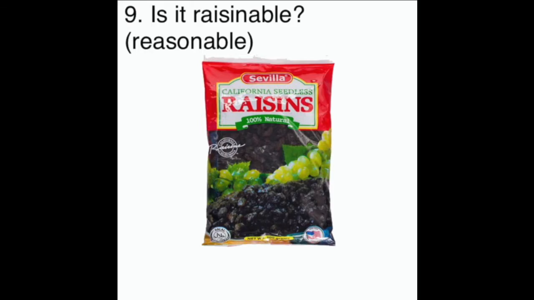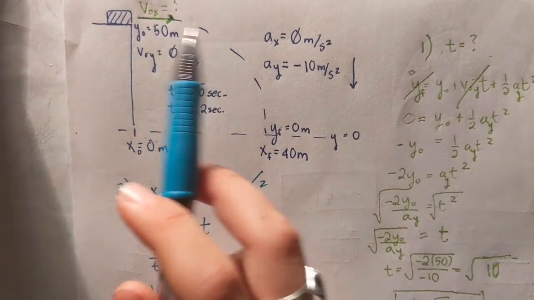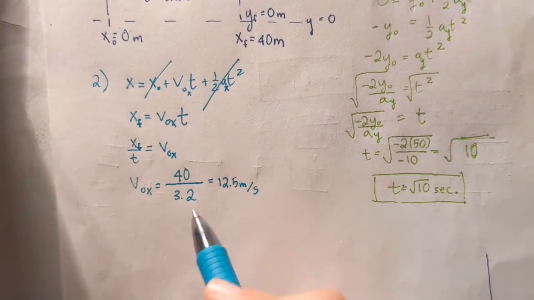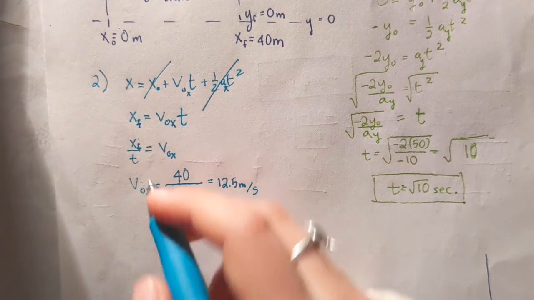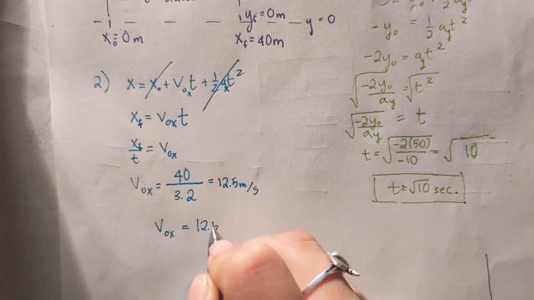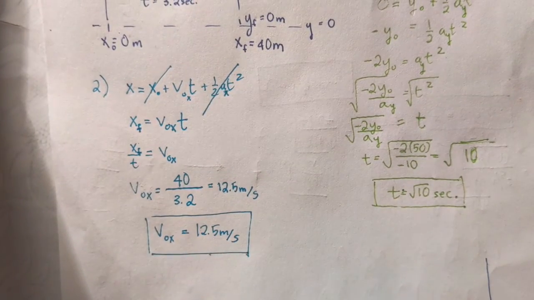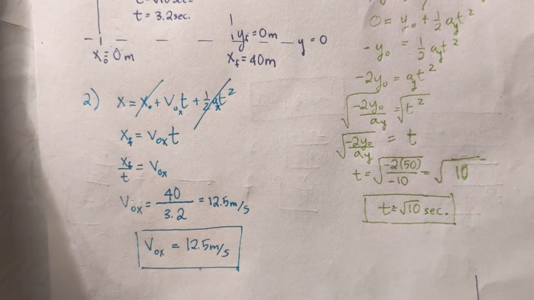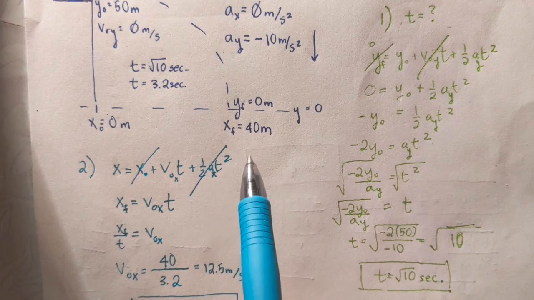Is that reasonable? Yeah, that's reasonable. It's positive. It was moving in the positive direction at the beginning. There's nothing strange about that answer, so I'm cool with that. I'm going to write it out. And I'm going to box it so the grader can find it. Boom shakalaka.